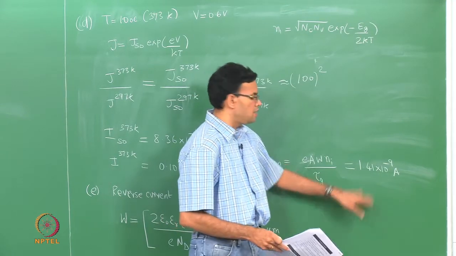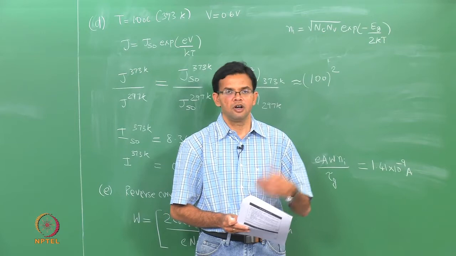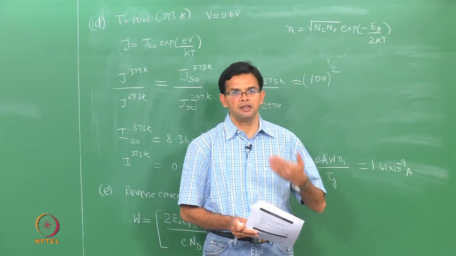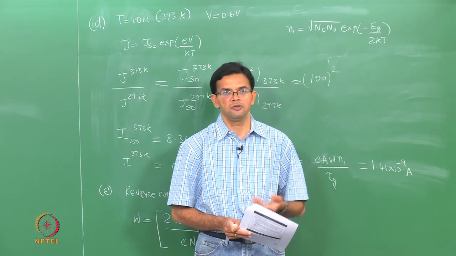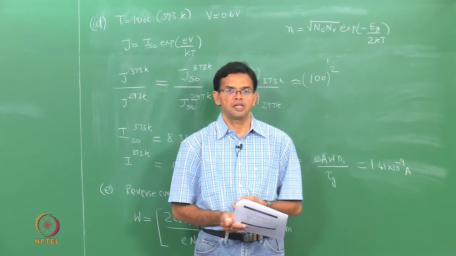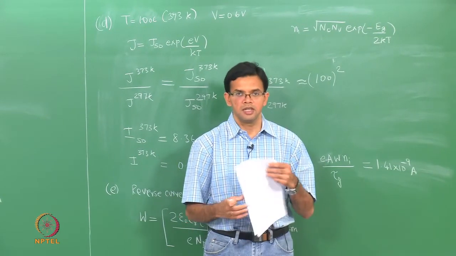This number is again much smaller than your forward bias current, which is of the order of milliamps. So, once again, even if you take thermal generation of carriers into account, we essentially have a rectifying action in a p-n junction. Let us now look at the last question.